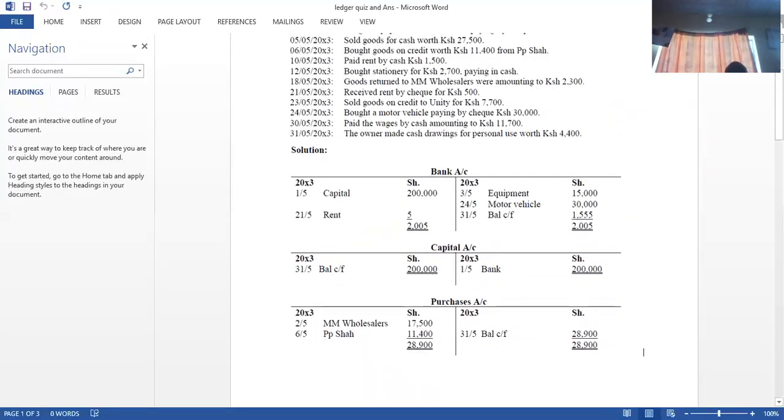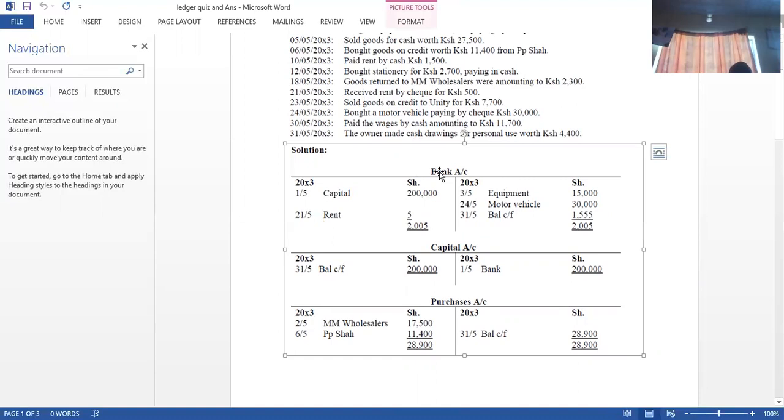The next transaction happened on the 21st, whereby rent was received by check. Remember, this is money coming in the form of a check, meaning that it is increasing the bank. It is increasing money in the bank. So it's supposed to be recorded here. Here it was supposed to be 500 shillings, not 500. So it's supposed to be a debit. The reason we are debiting bank is because bank is increasing because of the rent that we are receiving.